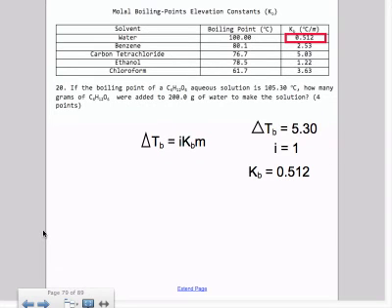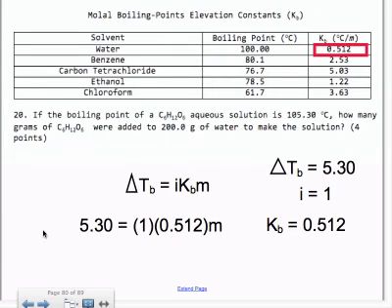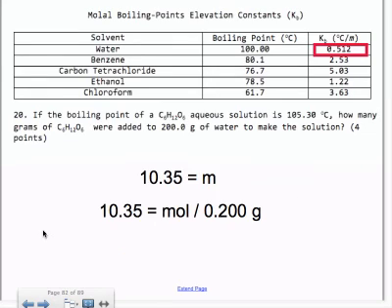And then we need to find the molality. So we're going to plug in all the numbers that we have. 5.30 equals 1 times 0.512 times m. So it would be 5.3 divided by 0.512, which is 10.35. That is the molality of the solution, but the question asks how many grams were added. So we have to work backwards a little bit more.